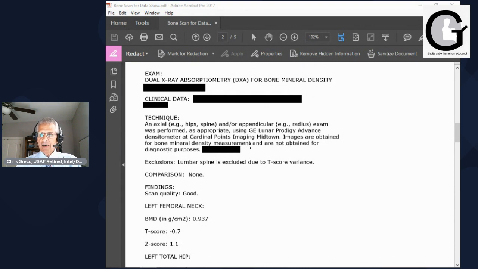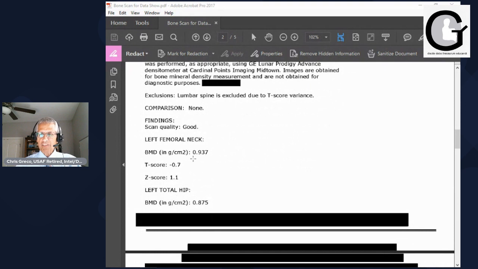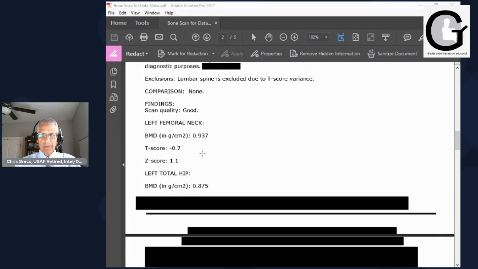And it says, interestingly enough, lumbar spine is excluded due to T-score variance. We're going to talk about why that was excluded in a little bit. But this is the bone mineral density, 0.937, T-score, negative 0.7. What does that mean? Z-score, we'll talk about that. Z-score, 1.1. What does that mean? Well, we've talked about Z-scores and T-scores, but what exactly does that mean?